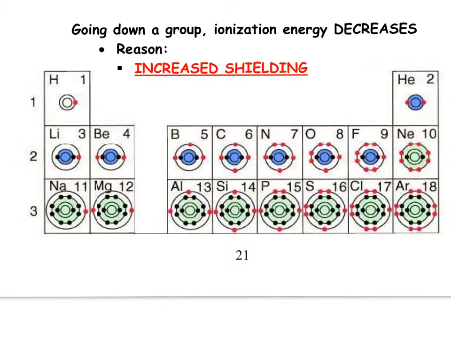So the further away your electron is from your nucleus, the easier it is for somebody to come and steal it away. Ionization energy decreases as you go down a group because those electrons are getting further and further away from the protons, which are holding onto those electrons.